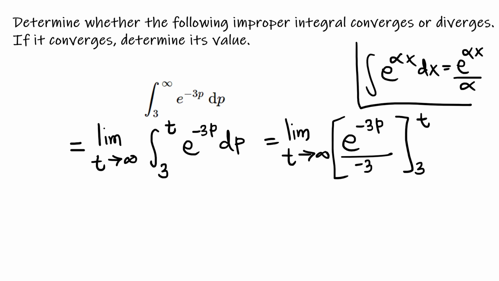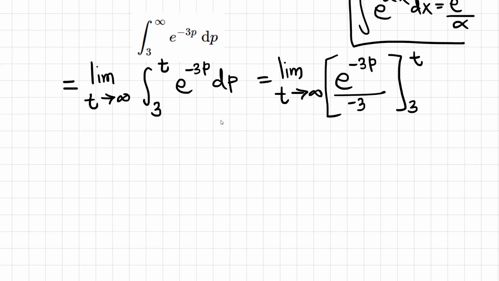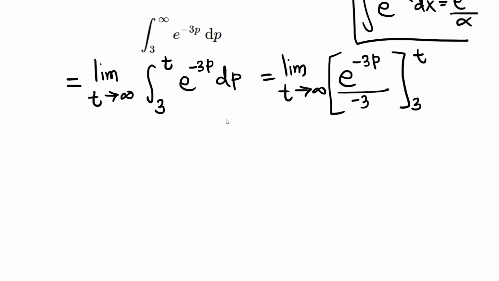Now we plug in the variable p equals upper limit t minus lower limit 3. In fact, this negative 3 is a constant. We can pull it all the way outside if we like. So let me do that. This negative 3 on the bottom can be pulled all the way outside, so negative 1/3, and we have limit t going to infinity. Let's replace p by the upper limit t, so e raised to negative 3t, minus the lower limit 3: negative 3 times 3 is negative 9, e raised to negative 9.